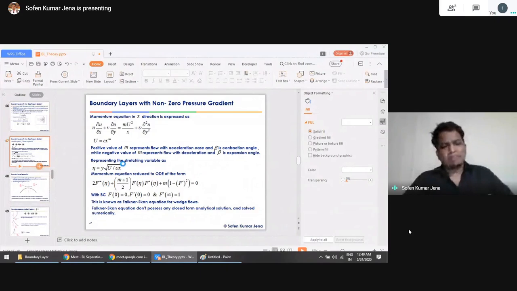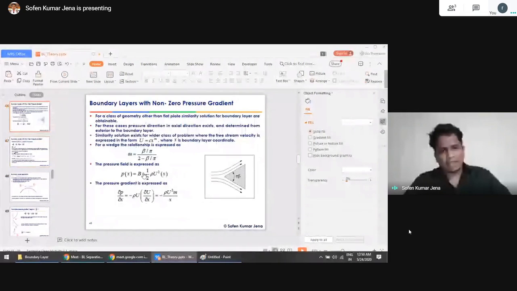Again, just like similarity transformation, earlier this is my PD. This PD is a function of x, y. Here, the pressure gradient we have already expressed in terms of u. U is a variable that we have found out is a function of x. We can represent u as a function of x over here: u is equal to c x to the power n.